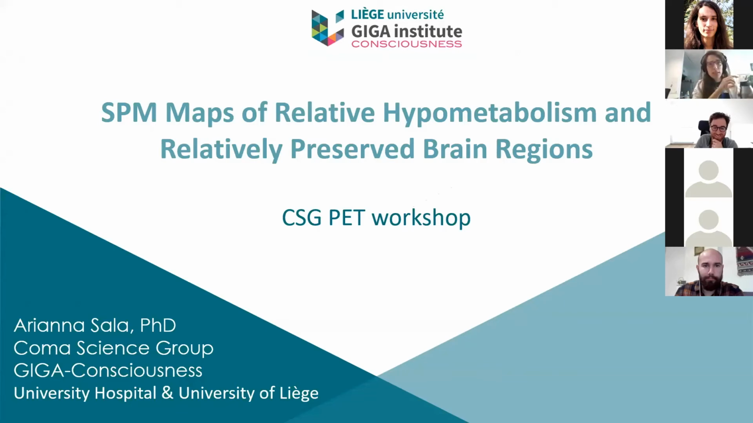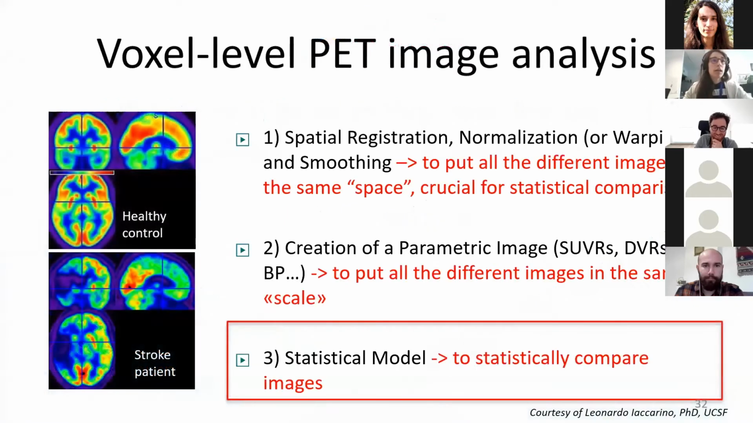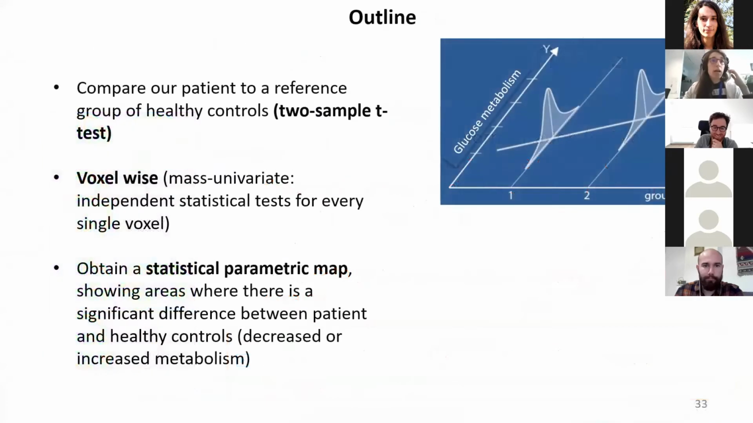So this is the other analysis that we do here. And that's maybe a little more interesting, because here we are really looking into the anatomy of the damage in our patients. Now we want to statistically compare images. We want to compare the image of our patient with the image of a series of healthy controls.